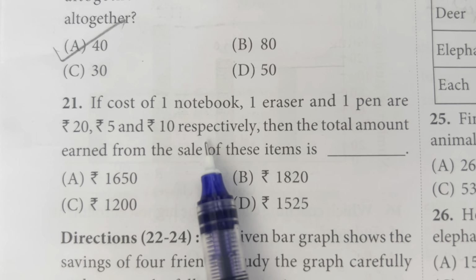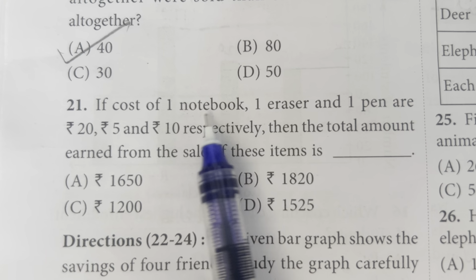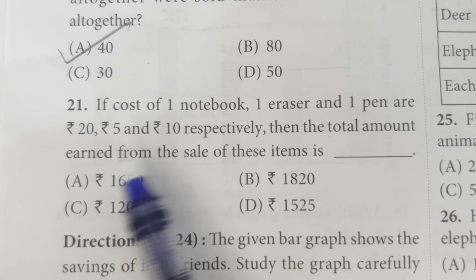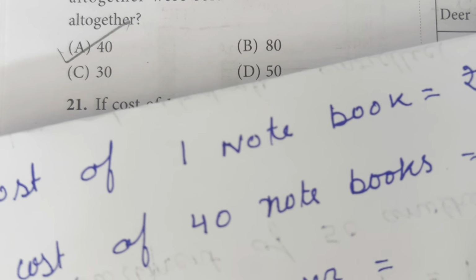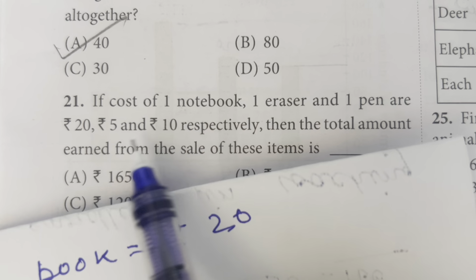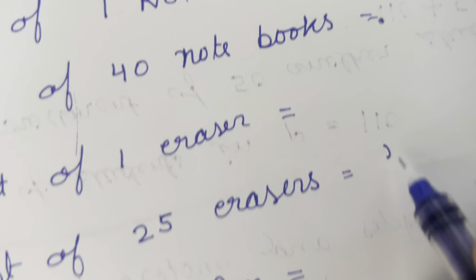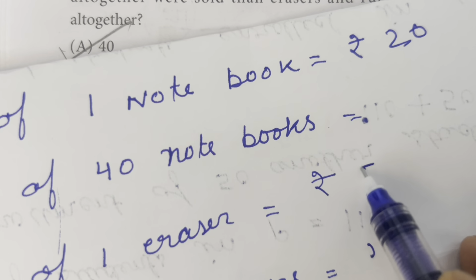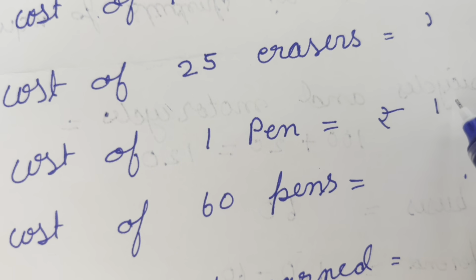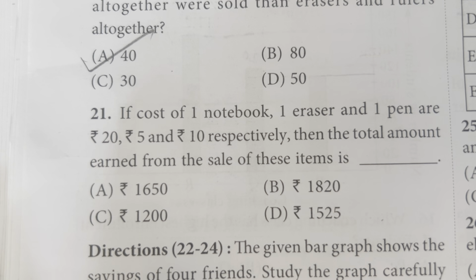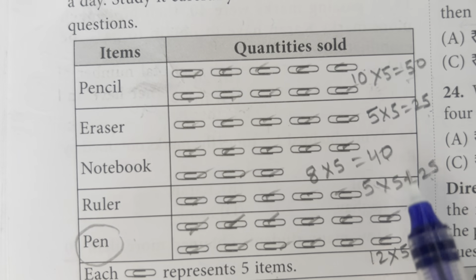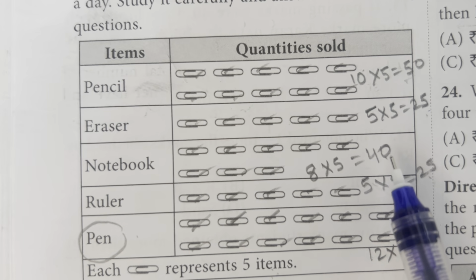Okay, so in the question what is given? The cost of one book is rupees 20, the cost of one eraser is rupees 5, and the cost of one pen is rupees 10. Then one by one we will find. So the number of notebooks sold is 40.